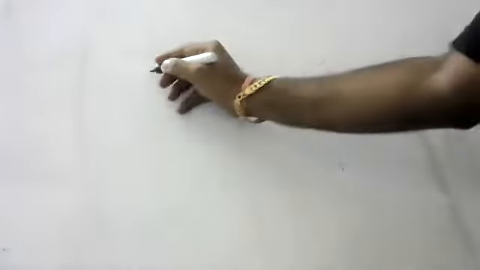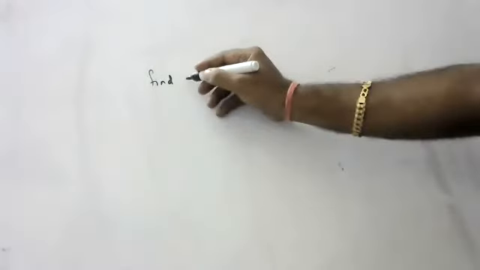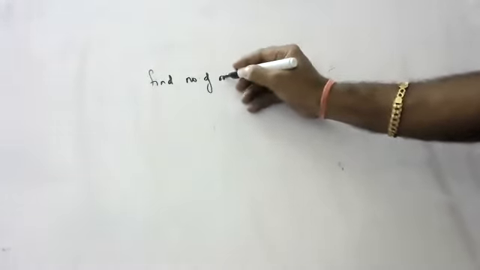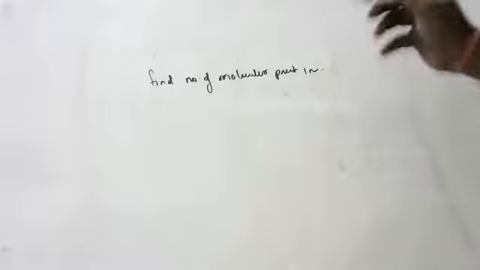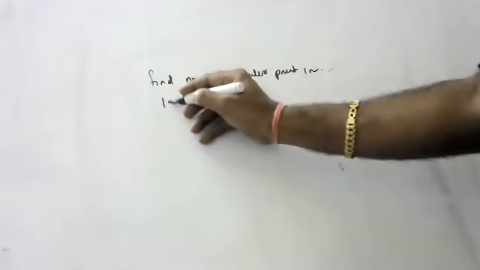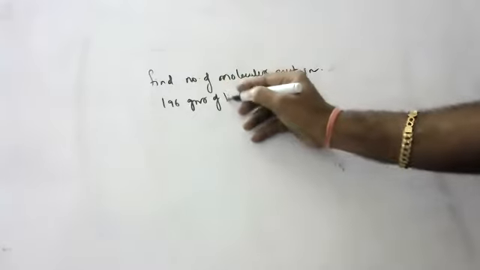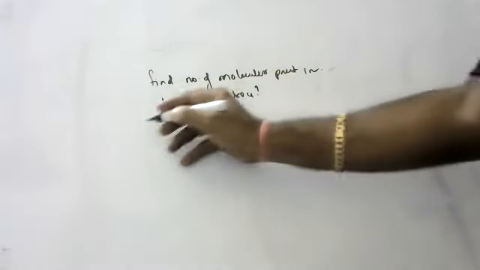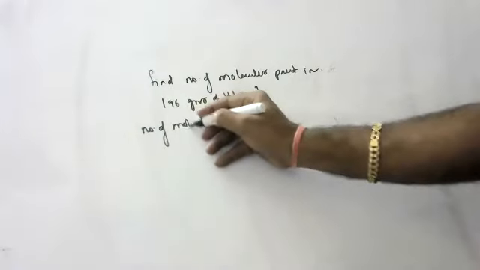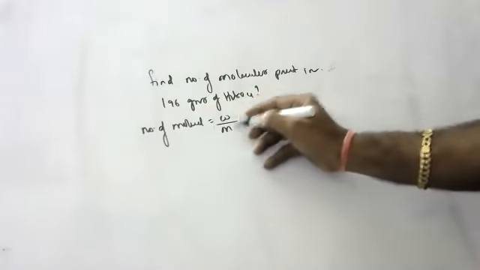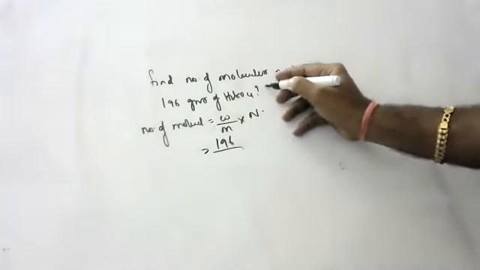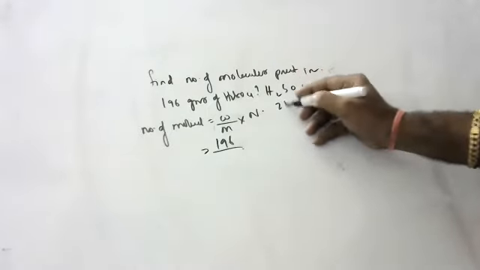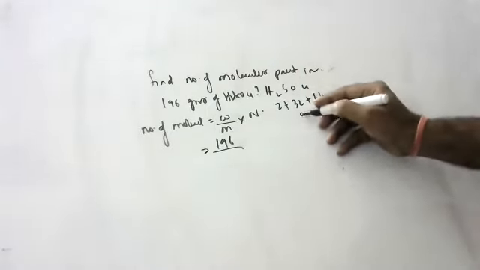Okay, last question, children. Find the number of molecules present in 196 grams of sulfuric acid. Number of molecules formula what, children? Weight by molecular weight into Avogadro number. So weight is how much, children? 196. Molecular weight of sulfuric acid, anyone? 2 plus 32 plus 64.